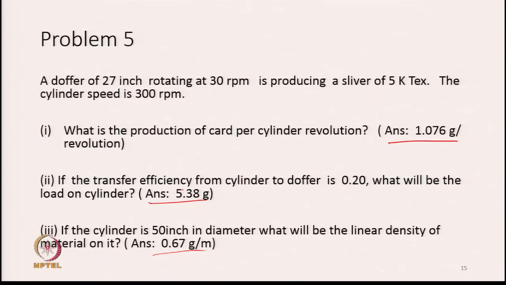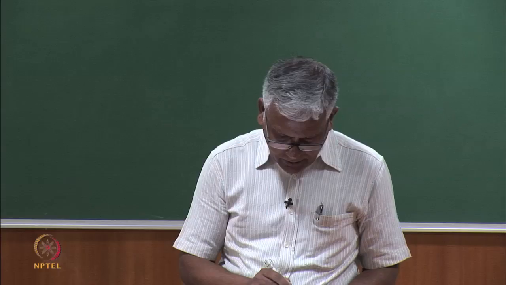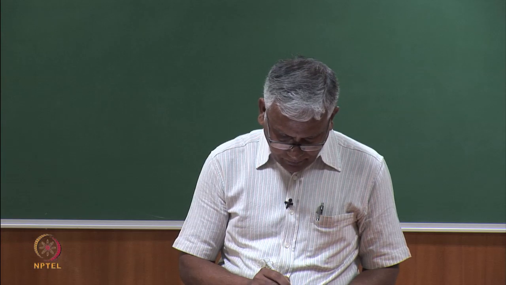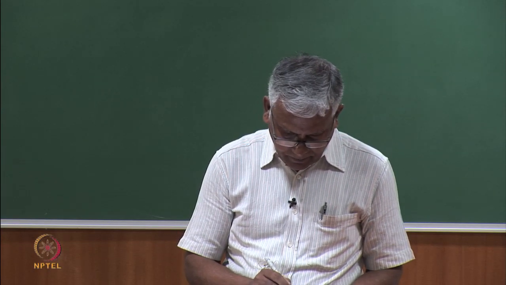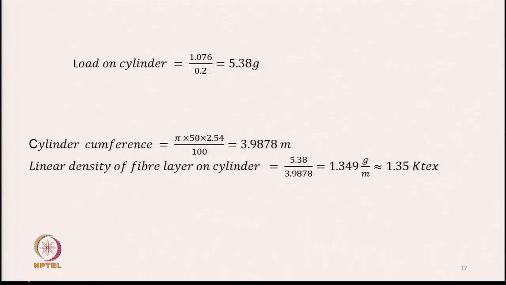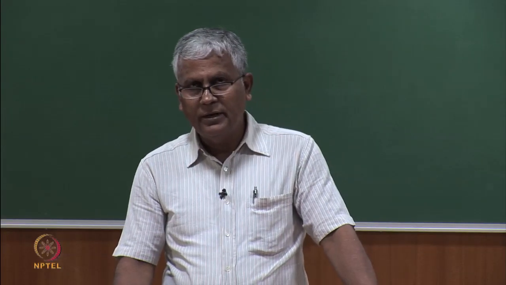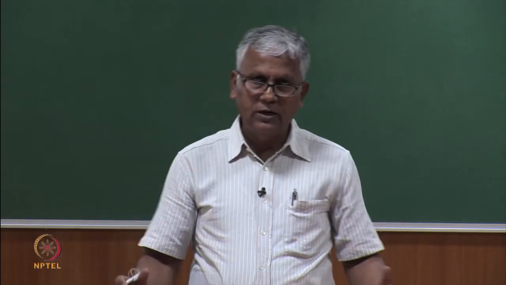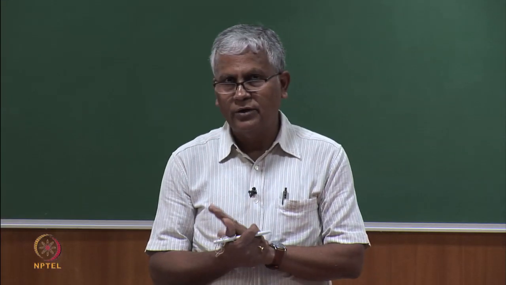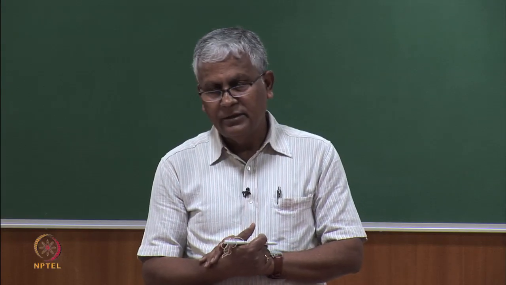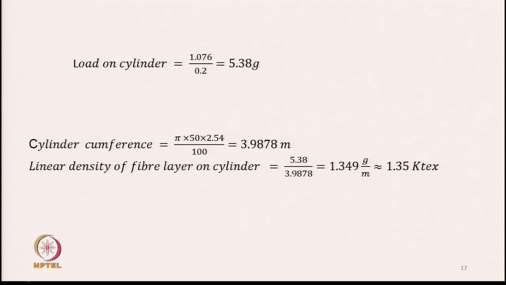What is the next? If the transfer efficiency from the cylinder to doffer is 0.20, what will be the load on cylinder? Okay. Let us go to this now. How much is going to be the load on cylinder? The load on cylinder is going to be whatever is produced per cylinder revolution divided by the transfer coefficient. So, the transfer coefficient is in this case 0.2. In terms of percentage, it is 20% that has been given.